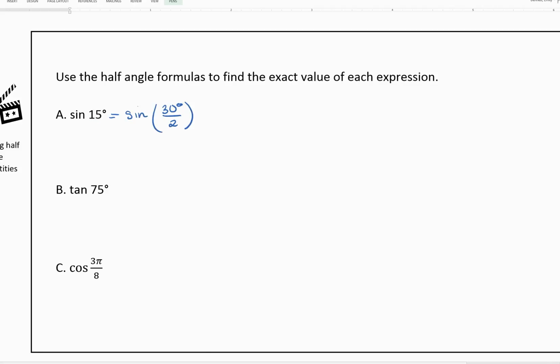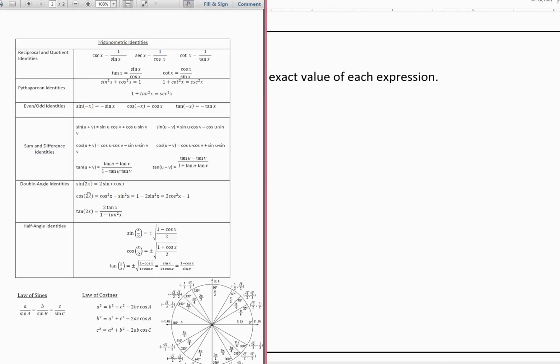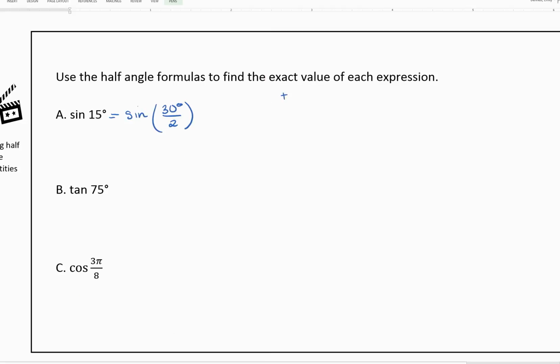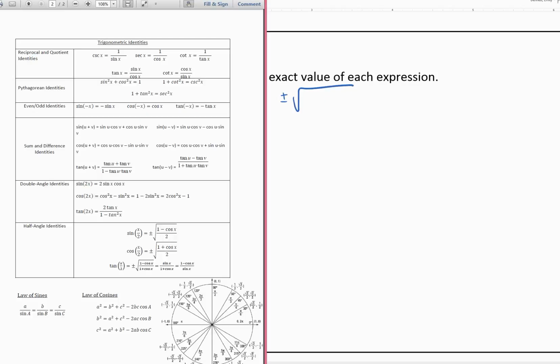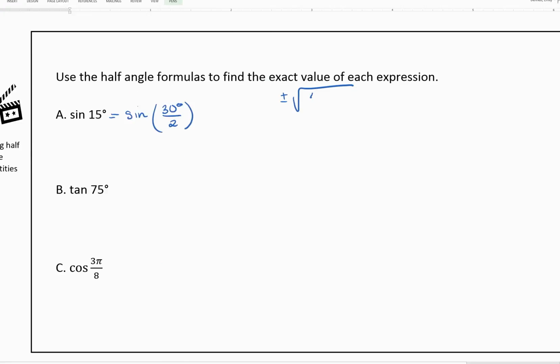Now we need to come to our formula sheet and find the formula for sine of x over 2. We see that it is plus or minus the square root of 1 minus cosine of x over 2. Now, 15 degrees is in the first quadrant, so we know it's going to be positive, so you're not going to put that plus or minus in front. So we're going to have the square root of 1 minus cosine of 30 degrees over 2.